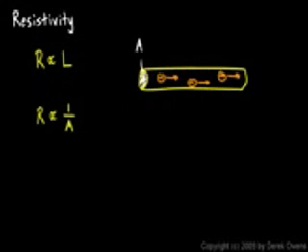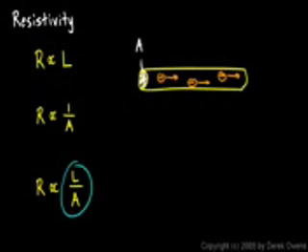Now we can take those two ideas and combine them. Saying resistance is proportional to L and resistance is proportional to 1 over A, those two ideas together could be written like this. Resistance is proportional to L over A. And saying that the resistance is proportional to this is the same thing as saying that it's equal to some constant times that. So we can say the resistance is equal to some constant times L over A.